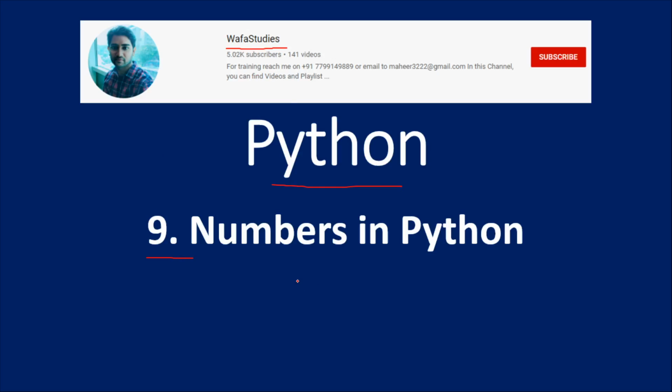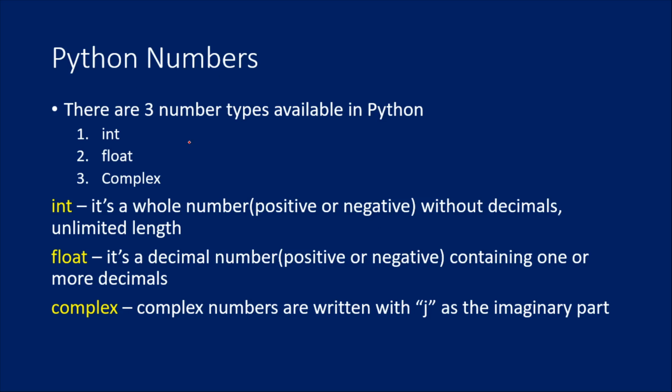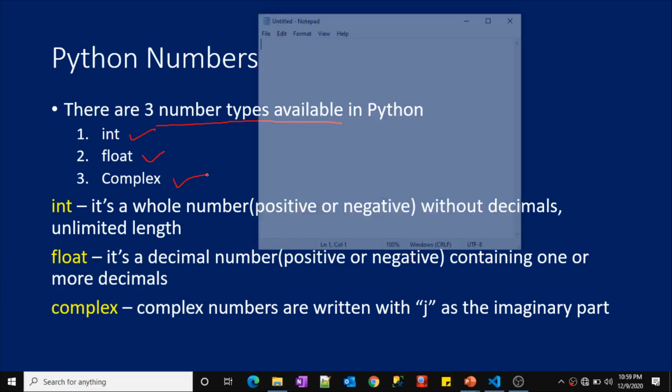In this video, we are going to discuss numbers in Python. There are three number types available in Python: int, float, and complex. Okay. So, what is int, what is float, what is complex? Let's understand this. Let me open a notepad.